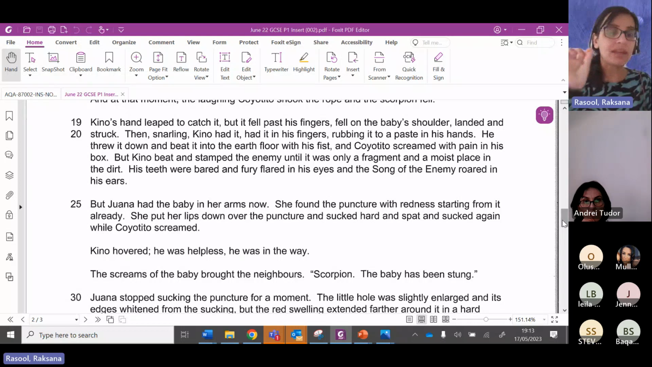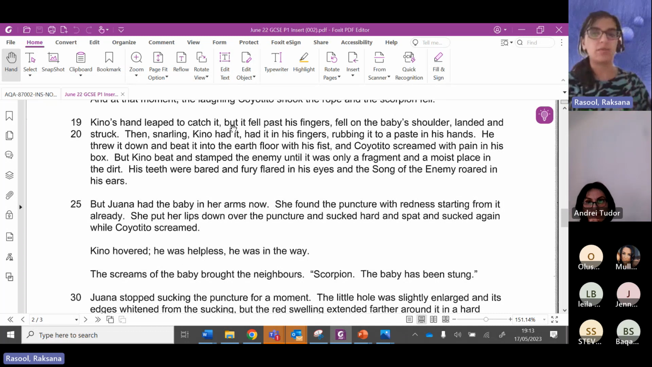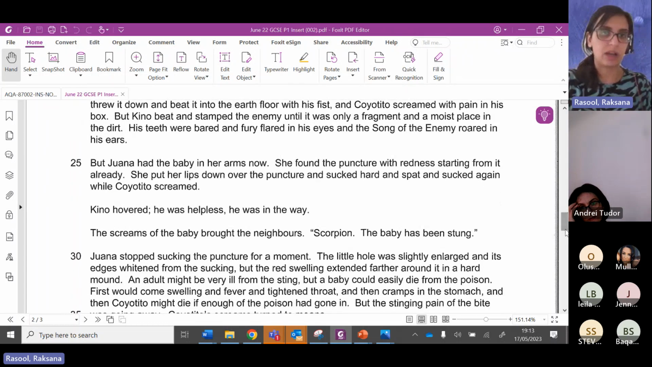Because the question is literally from this line onwards. So no, he's not unhelpful. He killed a scorpion, but actually after that, he is kind of useless, and he admits it himself. He hovered, he was helpless, he was in the way. He doesn't know what to do with himself. So yeah, just focus on the lines they give you.